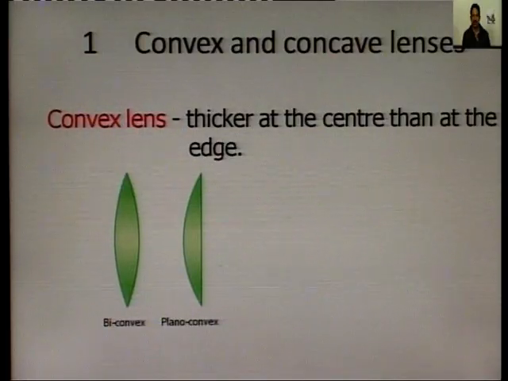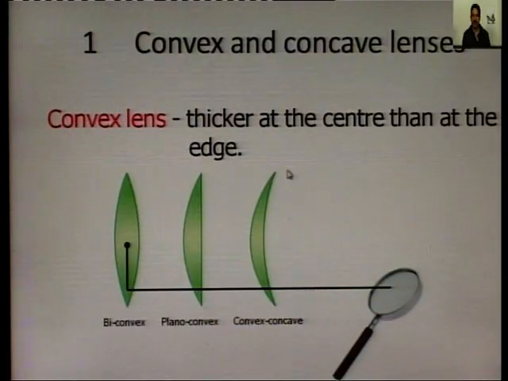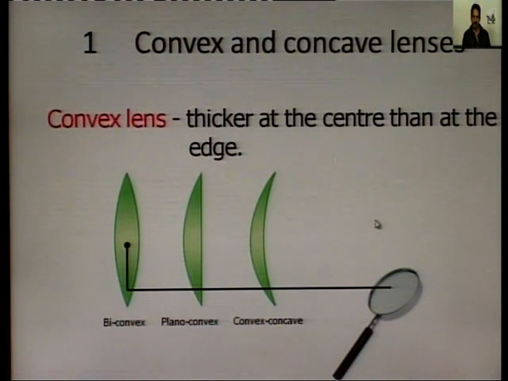This second picture shows a lens with one surface plane and the other spherical. This lens is called a plano-convex lens. This third lens is called a convex concave lens. One surface is convex and the other is concave. So, convex lenses are of three types: biconvex, plano-convex and convex concave. You must have seen a magnifying glass. This magnifying glass contains a biconvex lens.